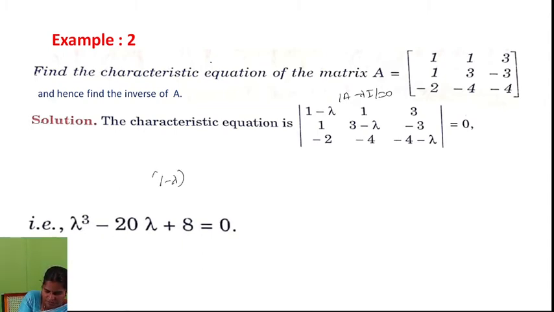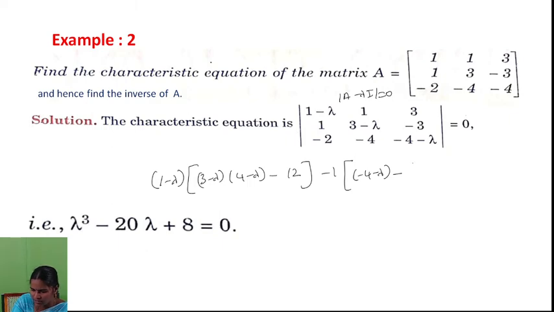We have to find the determinant of this matrix: 1 minus lambda into 3 minus lambda into 4 minus lambda, 4 times 3 is minus 12. Then minus 1 into minus 4 minus lambda, minus of 2 times 3 is 6, plus 3 into minus 4 minus of minus 2 into 3 minus lambda. If you simplify this equation, we get lambda cube minus 20 lambda plus 8 equal to 0. So this is the characteristic equation.